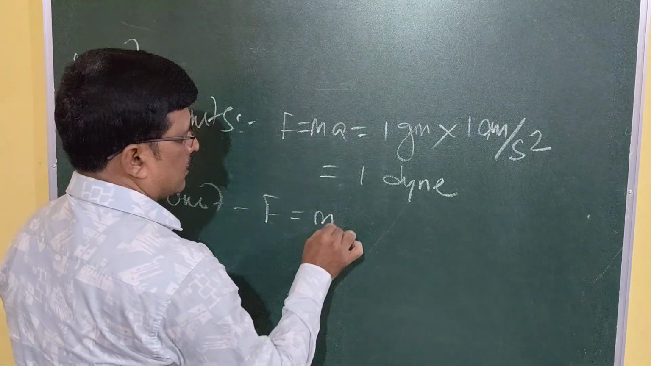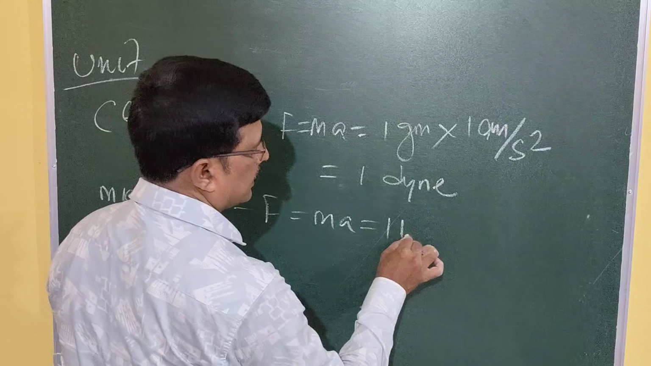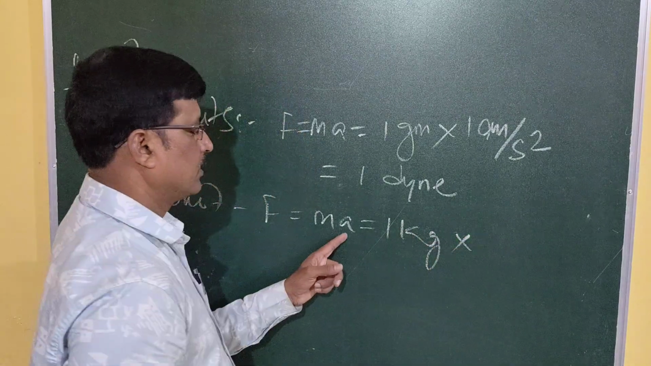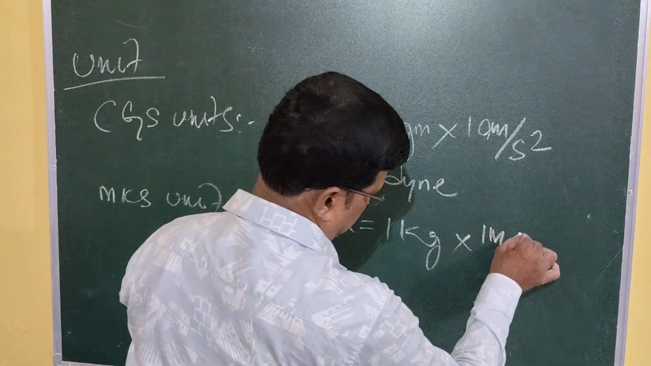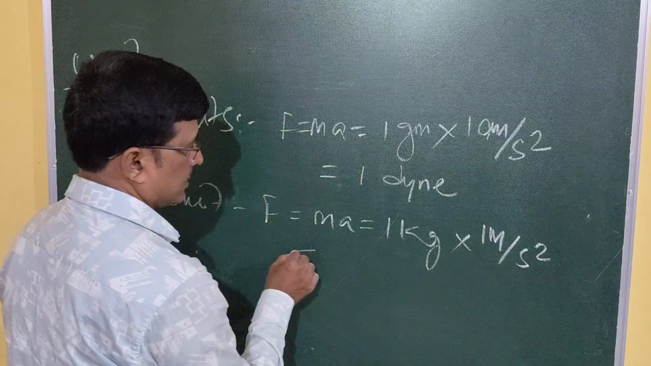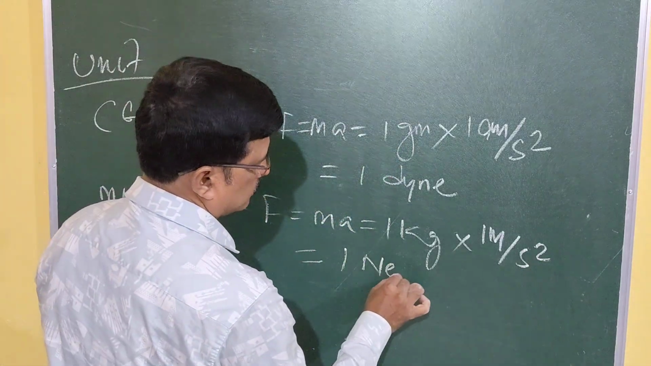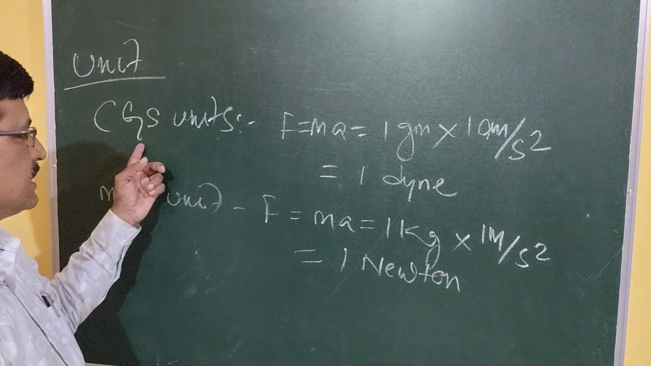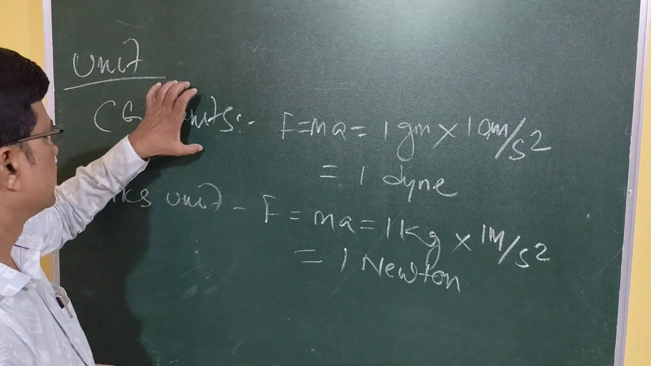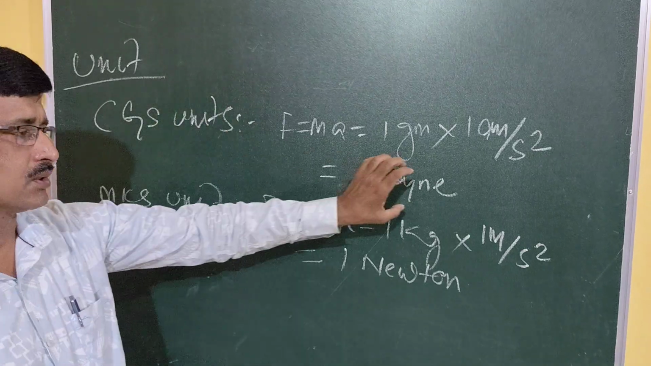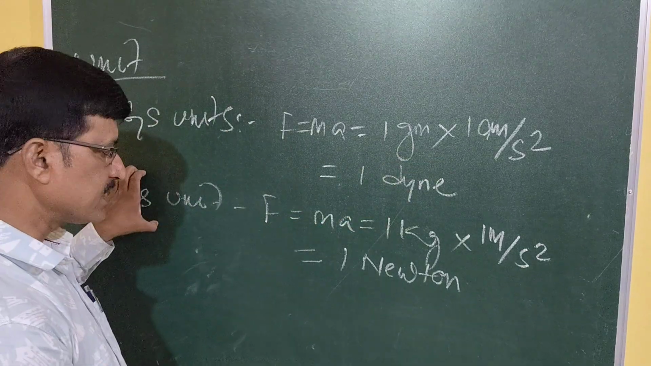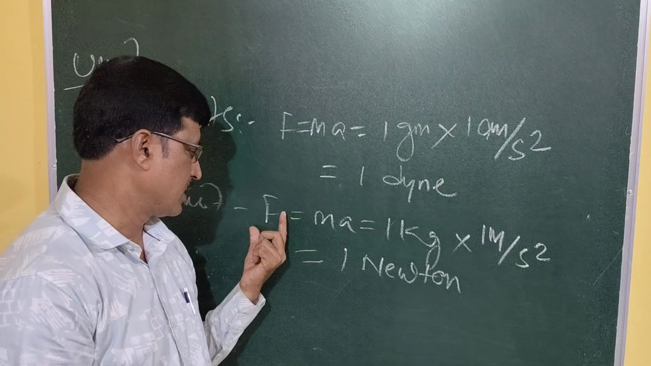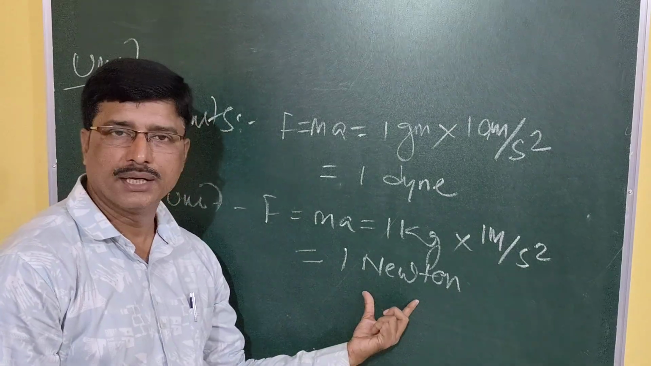Now, in the MKS or SI system, F is equal to MA, that is equal to 1 kilogram into acceleration 1 meter per second square. So it is equal to 1 Newton. In CGS unit, the unit of force is 1 dyne. In MKS unit, the unit of force is 1 Newton.